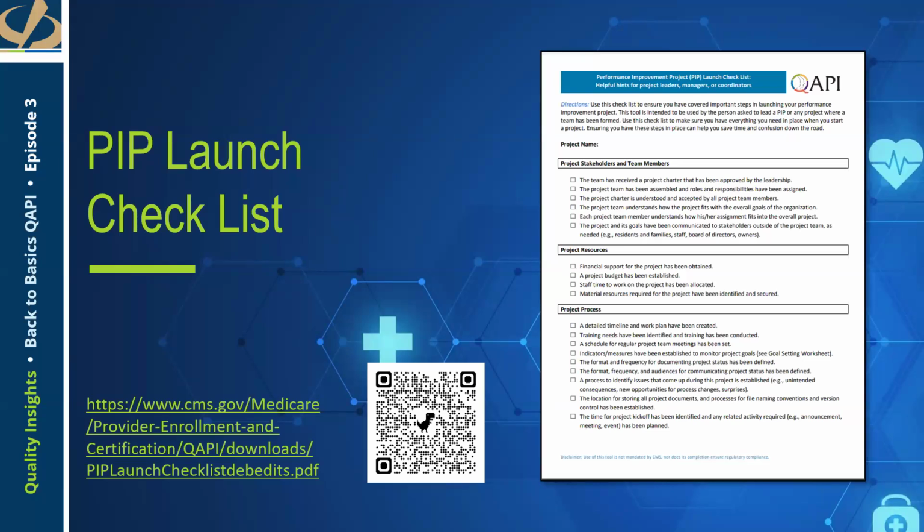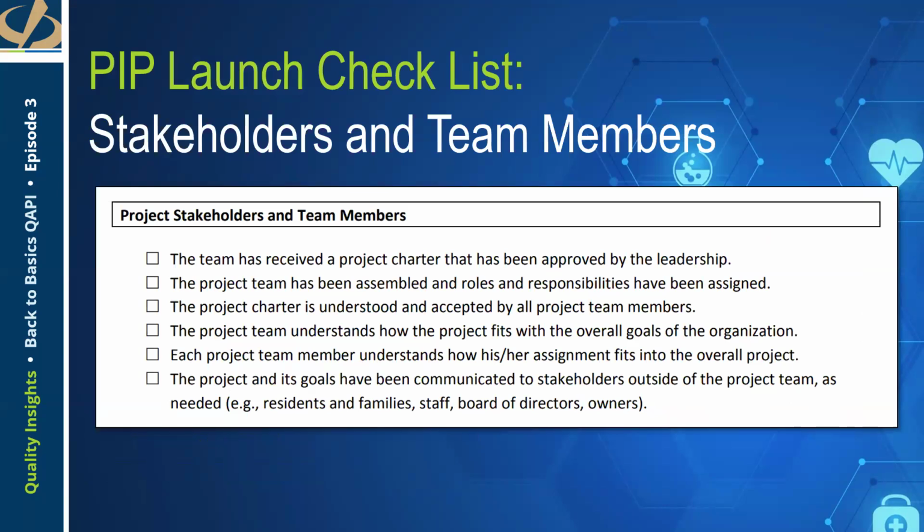Before beginning a PIP, the CMS PIP launch checklist ensures success by clarifying goals, assigning responsibilities, establishing timelines, and securing necessary resources. Let's take a closer look. To boost staff support for your project, gaining leadership approval of the project charter is essential. Other key steps in the pre-project phase include assembling a team with clearly defined roles, and then ensuring that everyone understands their role and how their contributions align with the project goals.